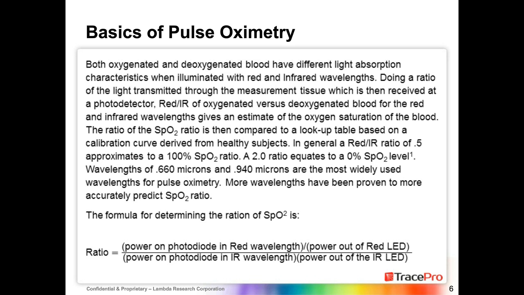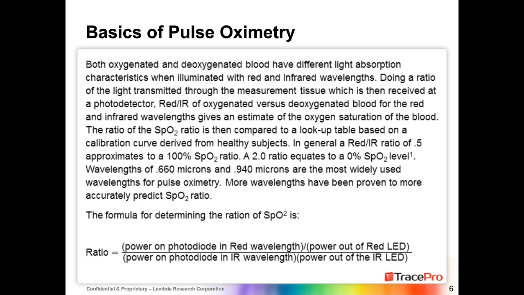And we can take this as a ratio, which is the SpO2 ratio, where we compare the two states and look them up on a table, a calibration curve. This is derived from doing tests on a lot of healthy subjects. In general, a red to IR ratio of 0.5 approximates to 100% SpO2. A ratio of 2.0 would equate to a 0% SpO2 level.